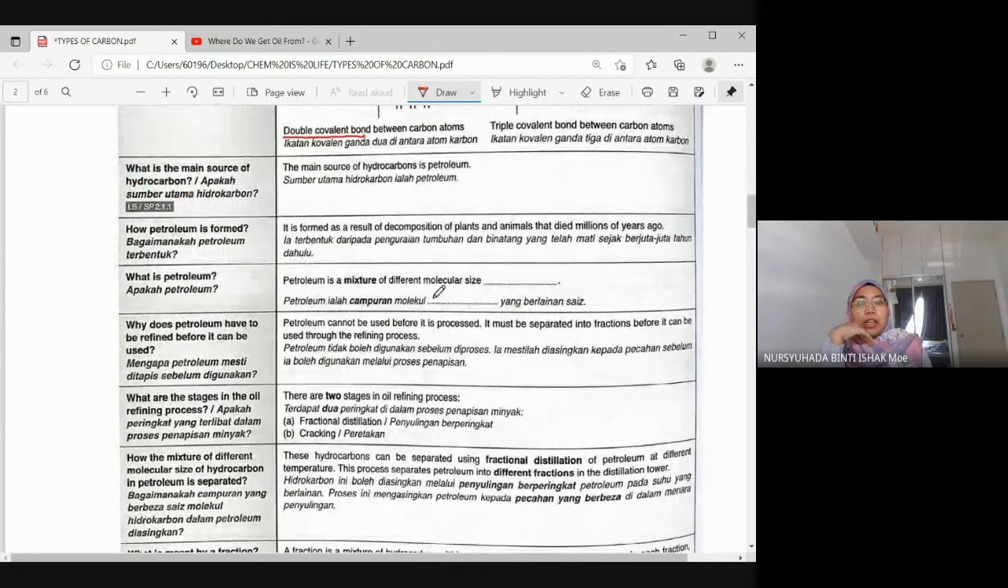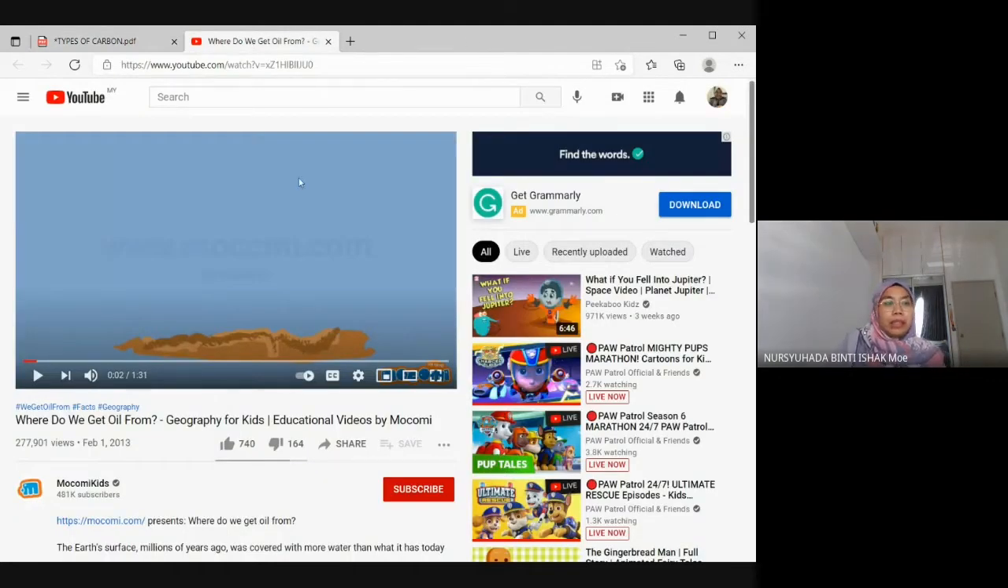Alright, now kita tengok kepada the main source of hydrocarbon. Mana kita nak dapat hydrocarbon? So the main source of hydrocarbons is petroleum. Macam mana, how petroleum is formed? It is formed as a result of decompositions of plants and animals that died millions of years ago. Okay, sebelum kita sambung, kita tengok video ni. Video kanak-kanak tapi nampak menarik. Macam mana petroleum terhasil.